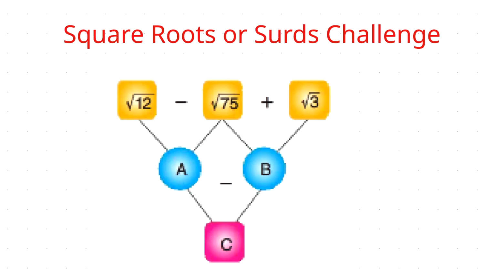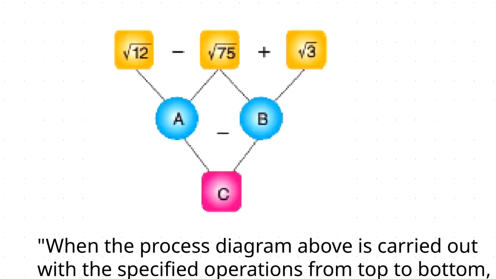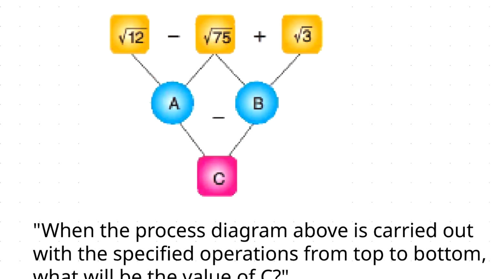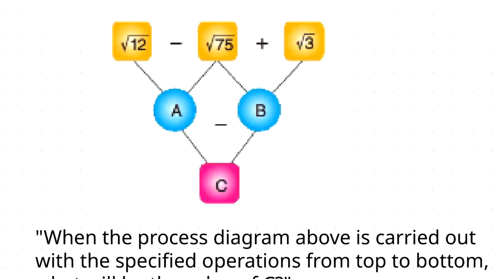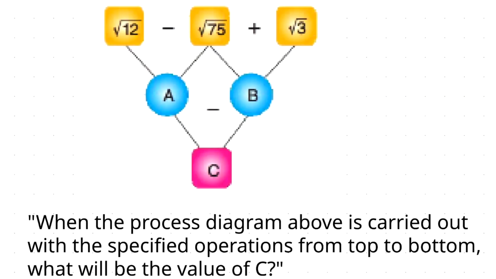Let's start with this question. We have square root 12 given in the left yellow box. In the middle one, we have square root of 75, and the square root of 3 in the right top corner. So here is the question. When the process diagram above is carried out with the specified operations from top to bottom, what will be the value of C? There are some specific operations given between each step.